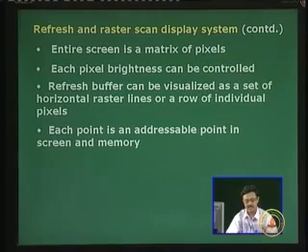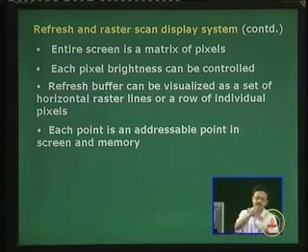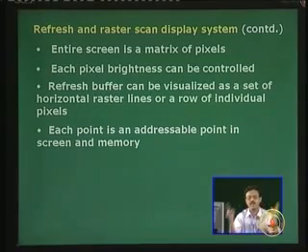This is interesting. That means if you talk of any arbitrary point with coordinates x comma y on the screen, and you want to access that by firing an electron beam onto the point on the screen, it is equivalent to trying to access similarly a memory location within an array or a matrix.